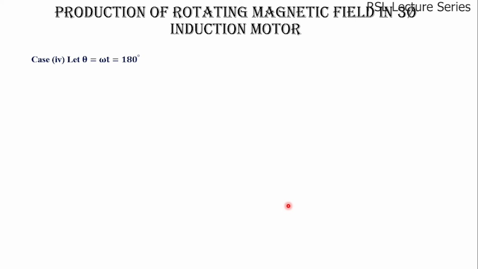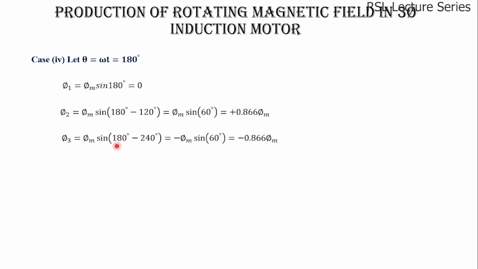So substituting in phi 1, phi m sin 180 gives 0. Substituting in phi 2, phi m sin 180 minus 120 will give you plus 0.866 phi m. Similarly for phi 3, phi m sin 180 minus 240 will give you minus 0.866 phi m. So now the magnitude is given by, in this case phi 1 is 0, so under root of phi 2 square plus phi 3 square. So on substituting and simplifying, we'll get 1.5 phi m. So the magnitude is same. So now we'll draw the vector diagram.